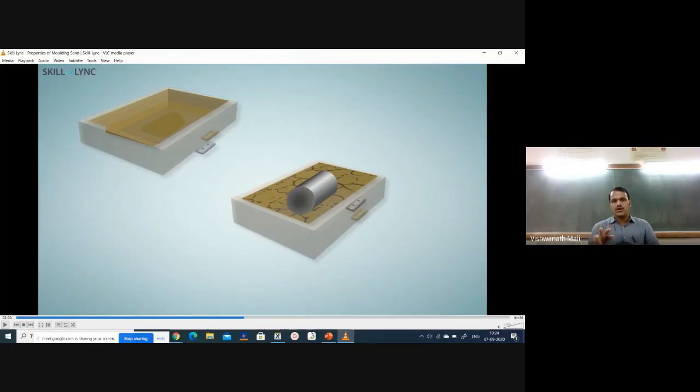So it has two advantages. First, it will allow this part to contract freely. Second, as it collapses, we can easily remove that part. Okay, those are the two advantages of collapsibility. The most important thing is that it should not crack our part. That is the most important thing.